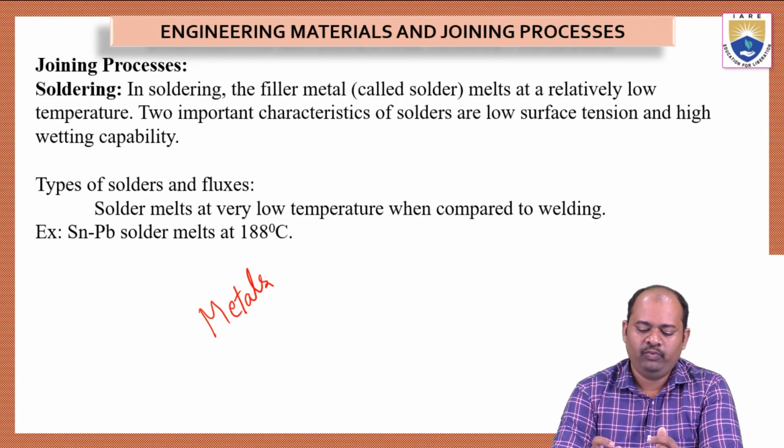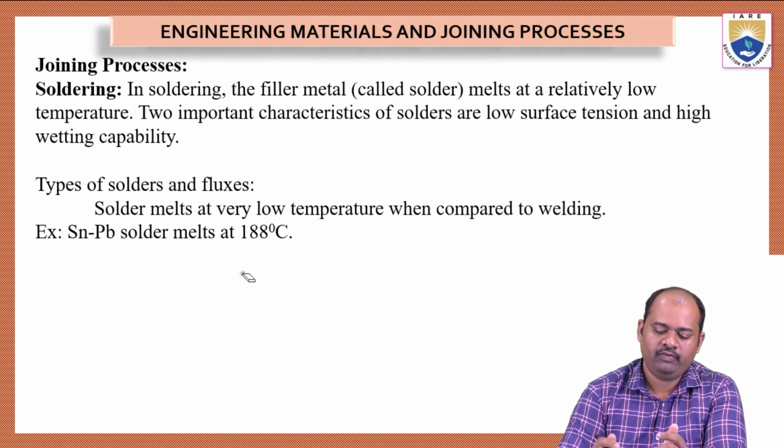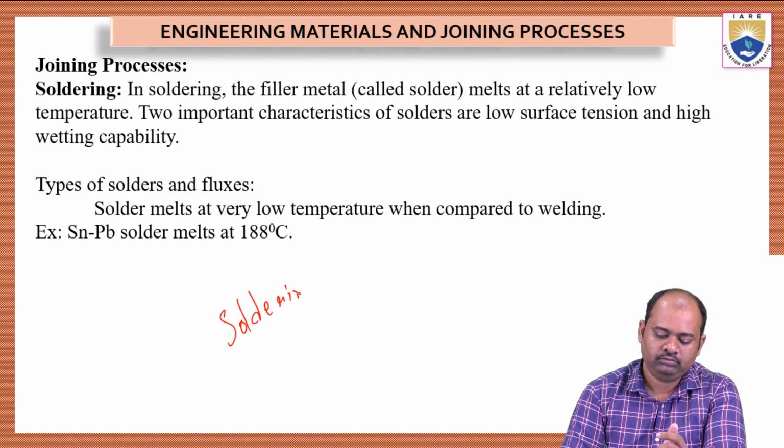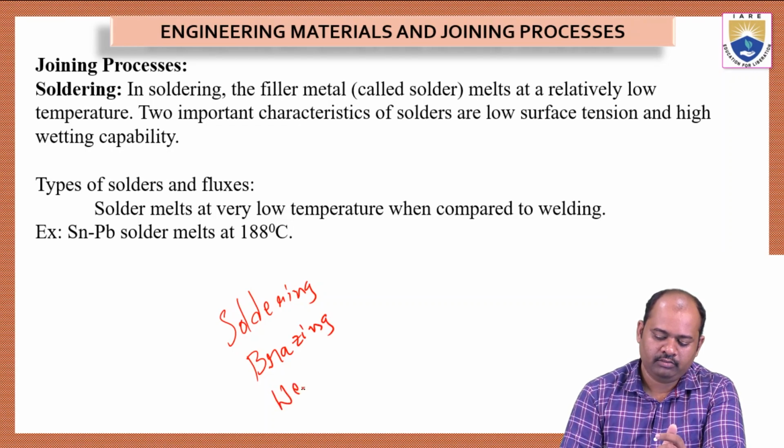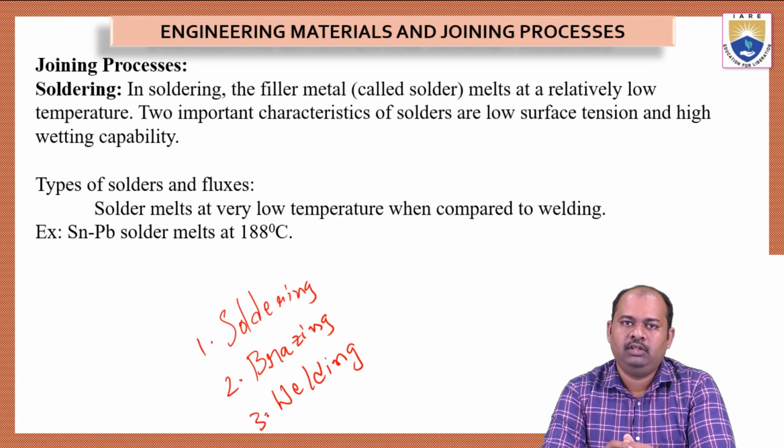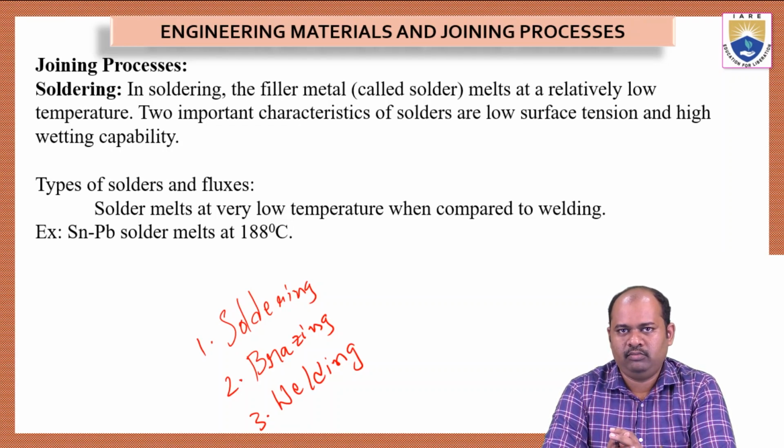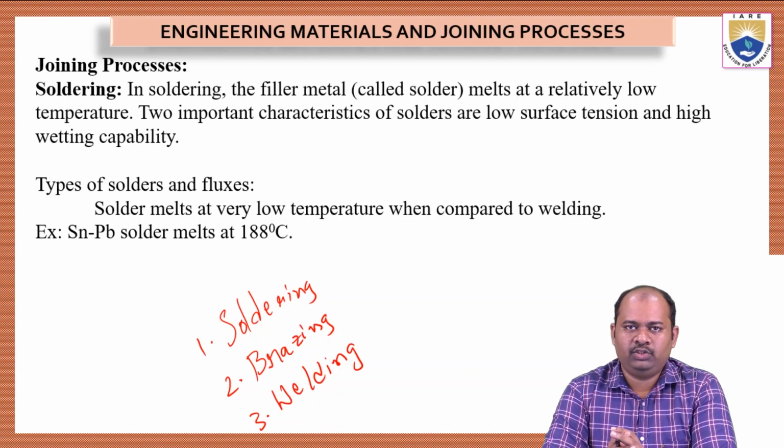In that, we have three main methods. The first one is soldering, and then we have brazing, and then we have welding. These three methods are widely used in the manufacturing industry. Any manufacturing industry will have these three methods. Mostly, soldering and brazing are used less compared to welding.